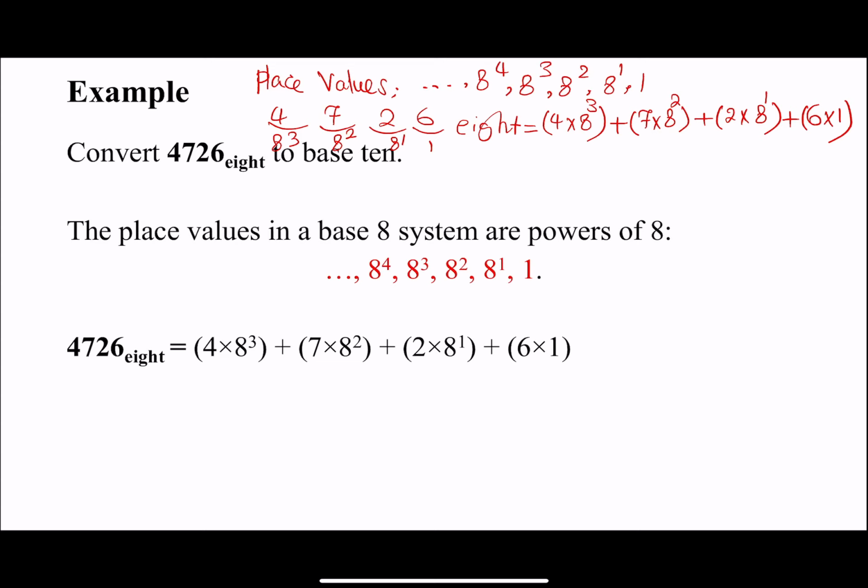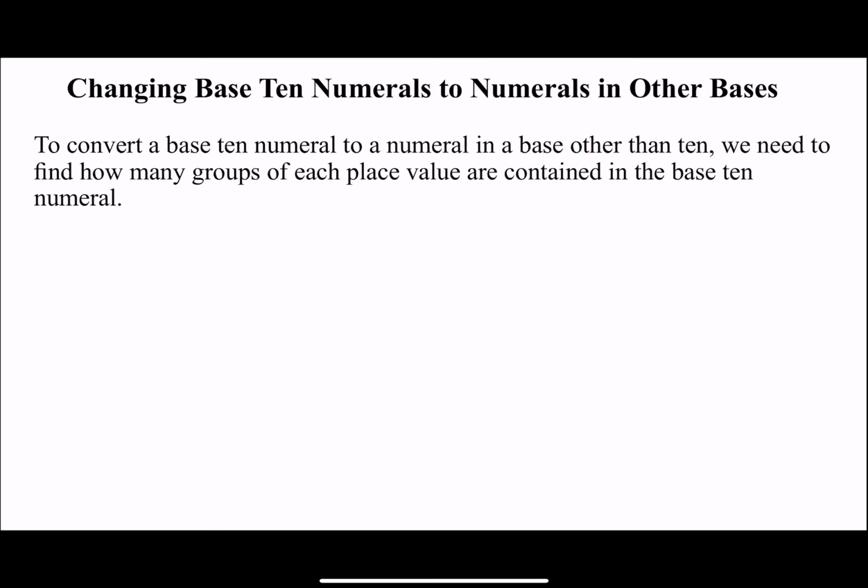I multiply each digit by its place value, and when I add them, I get 2518. Okay, so far we have actually converted from other bases to base 10, or Hindu-Arabic, right? So what if I want to change base 10 numerals to numerals in other bases?